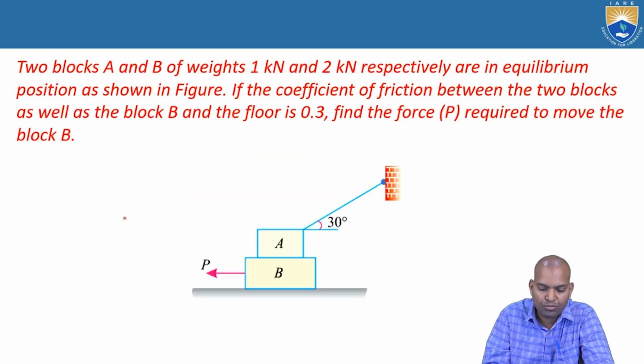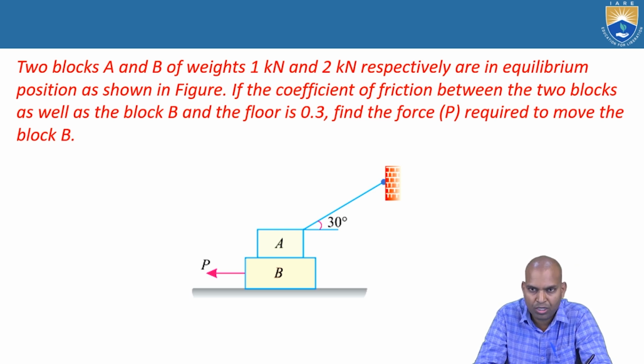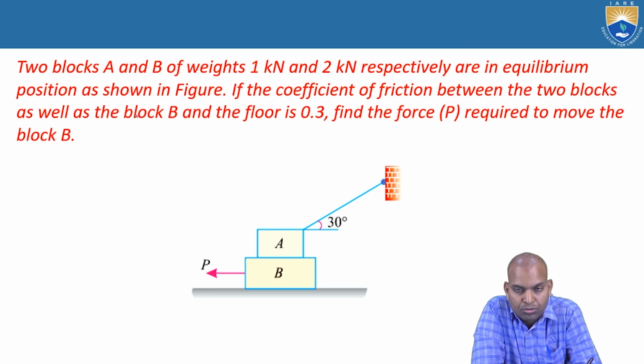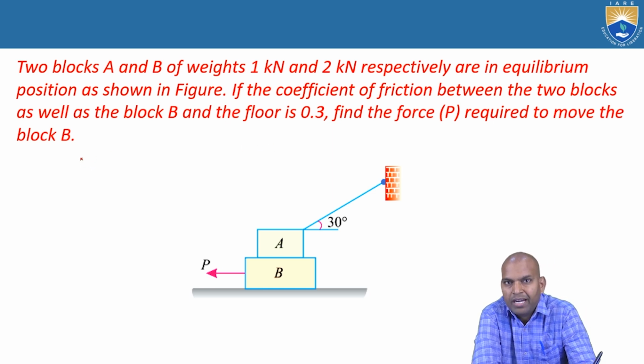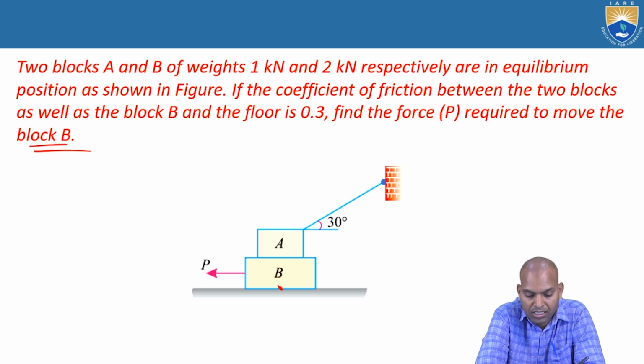So this is model number 2, and coming to model number 3. So far we covered single body problems. Now here there are two blocks, double body problems, multiple body problems. Two blocks A and B of weights 1 kilonewton and 2 kilonewtons respectively are in equilibrium as shown in the figure. If the coefficient of friction between the two blocks as well as between block B and the floor is 0.3, find the force P required to move block B. What is the force P? Effort required, P.